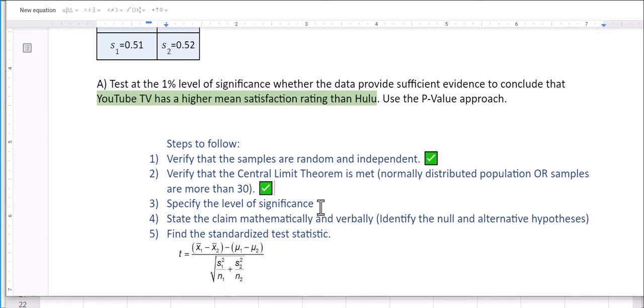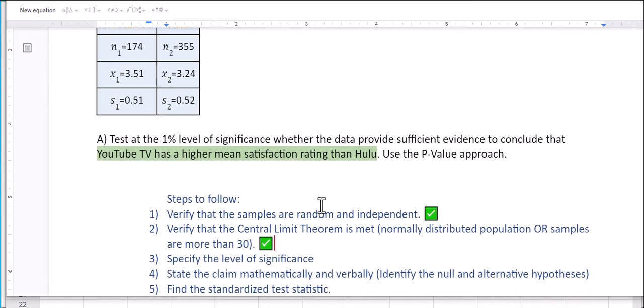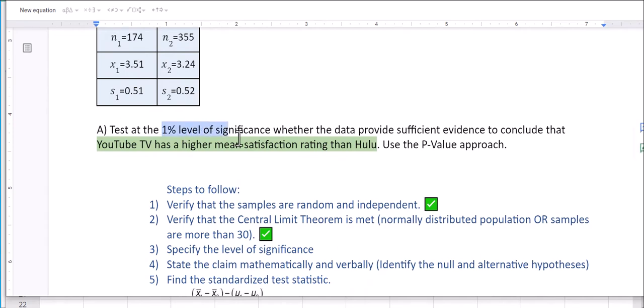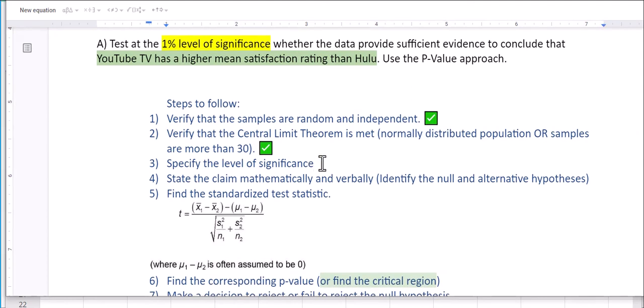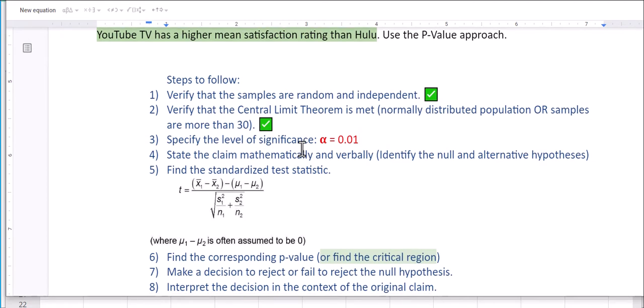Specify the level of significance. So we are told to test at the 1% level of significance. So we can then restate that. Level of significance will mean alpha equals 0.01. 1%, right? Convert that to a decimal, so alpha is 0.01. So that's our level of significance.